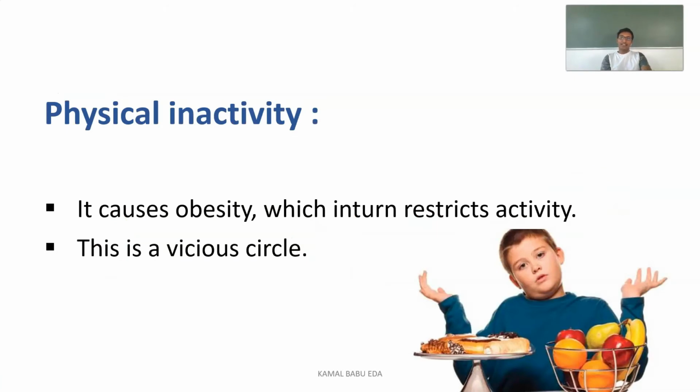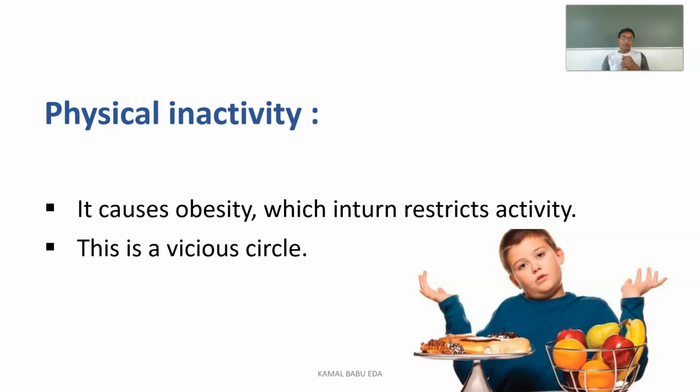If you see physical inactivity, it is mainly restricting the person from going out and playing. If a child is not going and playing outside, if a child is continuously sitting, or if an adult is continuously sitting, it is increasing the adipose tissue in the body. Again, this results in physical inactivity. So it has become a cycle.